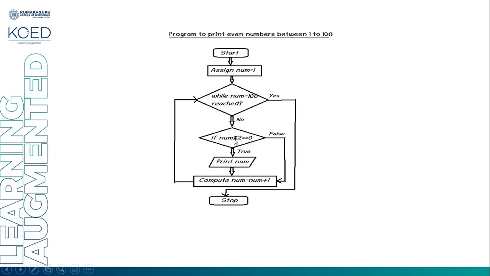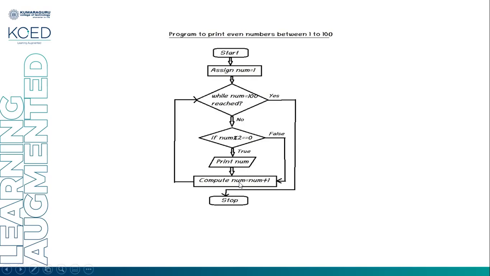For example, 1 modulo 2 gives the value 1, because 1 is less than 2, so the same number is the remainder. Then it won't go to the print step. It will go to compute num equal to num plus 1. Num will become 2 now. We check num equal to 100: no, 100 is not reached. Again, we check 2 modulo 2 equal to 0, true. Then 2 will get printed.